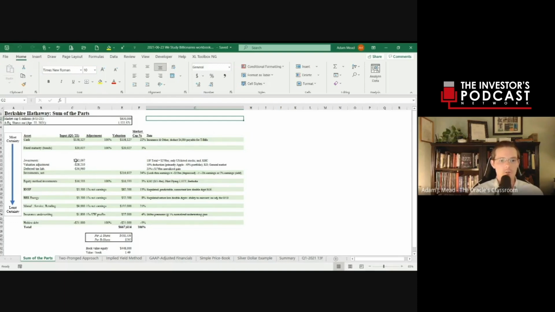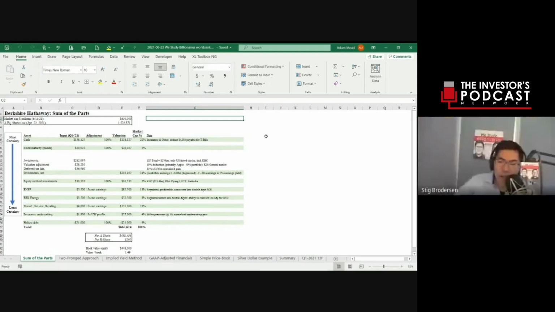But we start with what's on the balance sheet, and I've noted here that the 13F filing of Berkshire's stocks are only U.S. listed stocks, and they include Kraft Heinz. On Berkshire's balance sheet, Kraft Heinz is listed as an equity method investment, and I've included that separately down below.